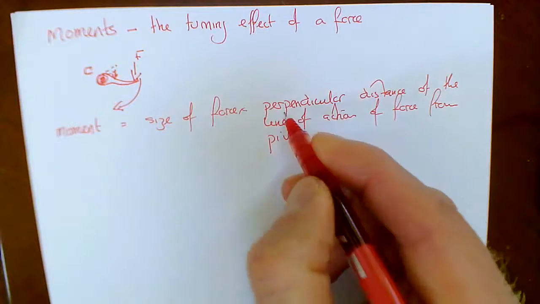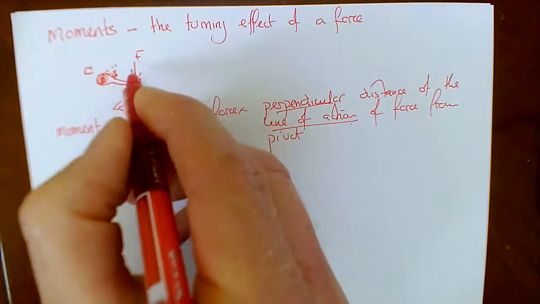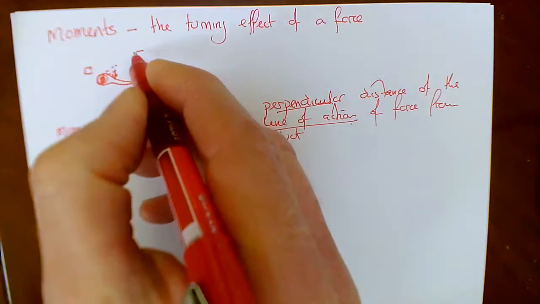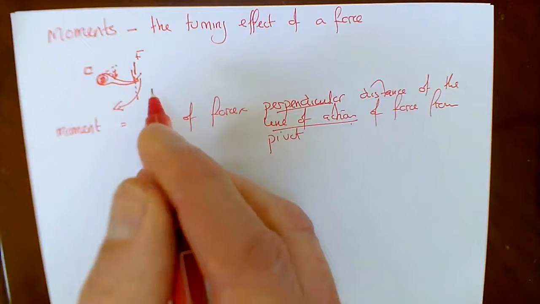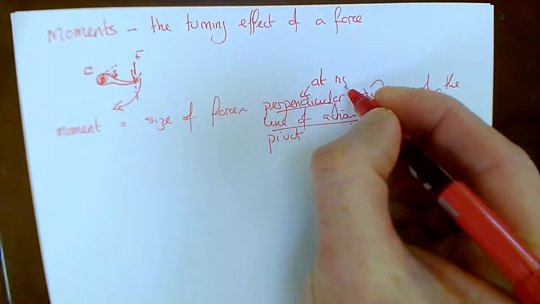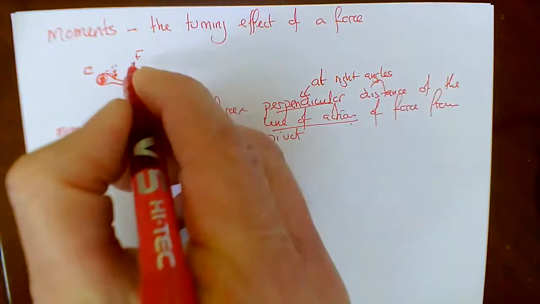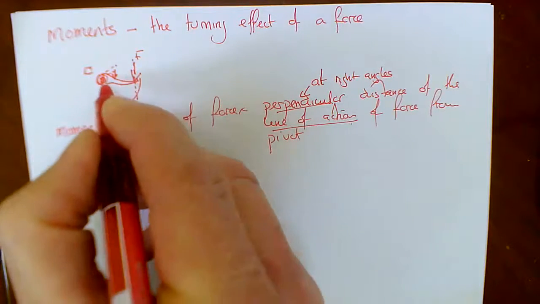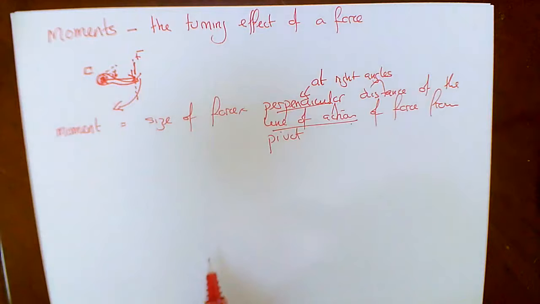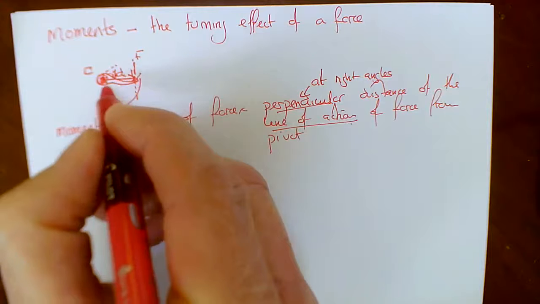So what do I mean by perpendicular and what do I mean by line of action? Well, line of action is really easy because here's the force and there's the line along which the force is acting, acting straight down here. Perpendicular, well, this means at right angles to. It's an old word for at right angles. So the line of action is here. The right angle distance, well, that's there, right? So the moment would be F times D.